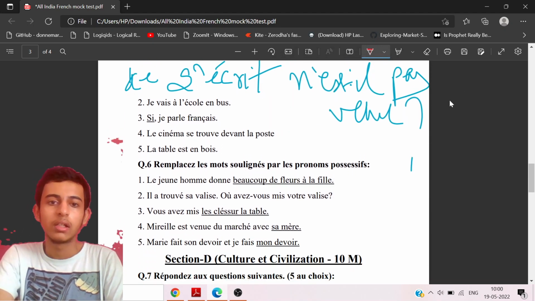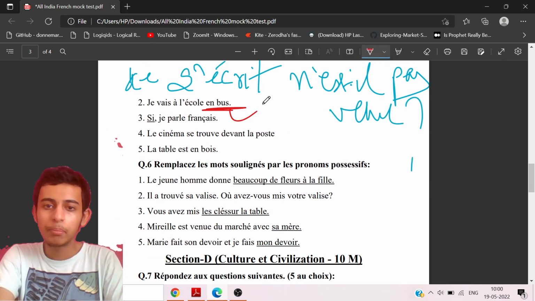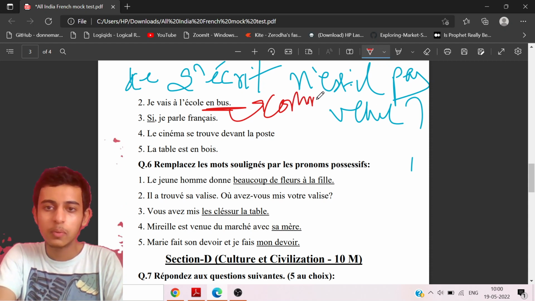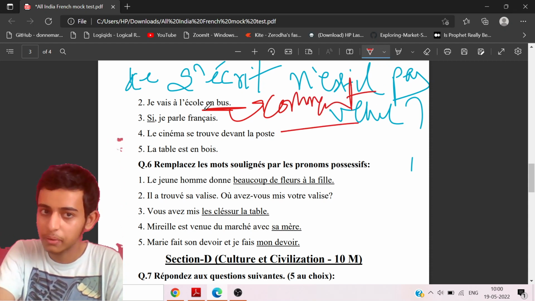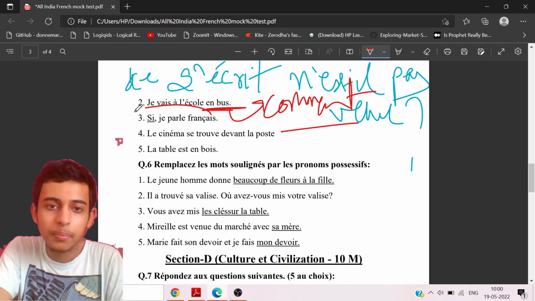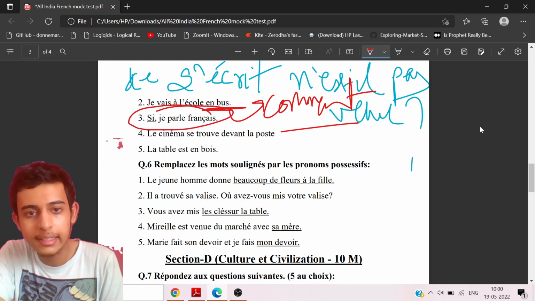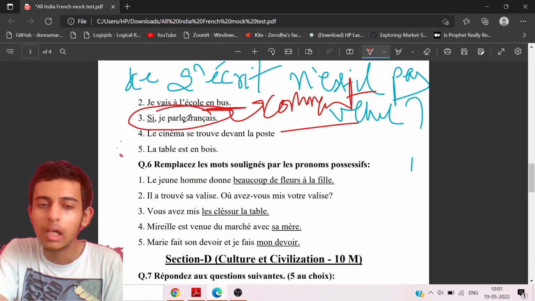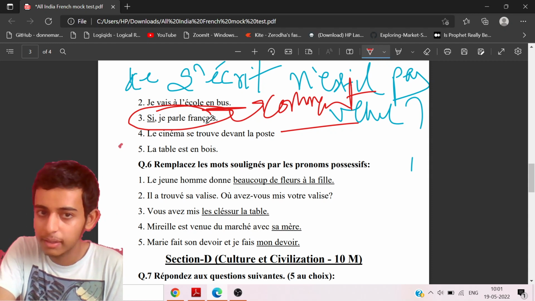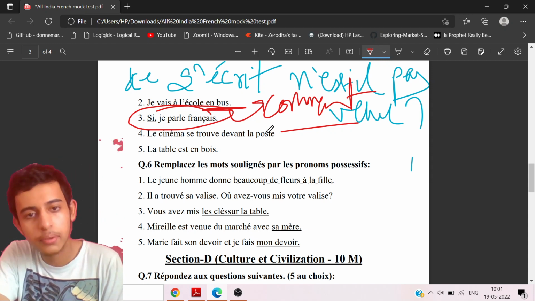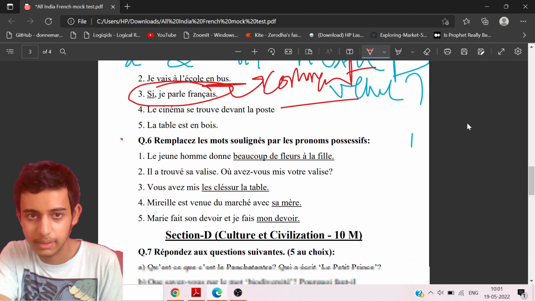Je vais à l'école en plus. En plus will be replaced by comment. So it will become comment vas-tu à l'école? Done. Third, si je parle français, si means negative sentence. So you can say ne parles-tu pas le français? En français, si je parle le français, right?